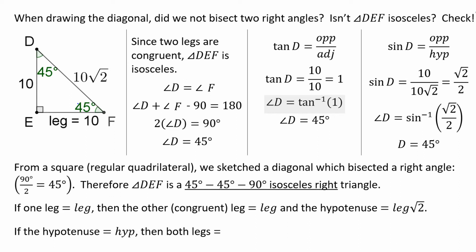Also, what's useful for us going forward will be to understand that if the hypotenuse happens to be some value, then both of the legs are that value times radical 2 divided by 2. Therefore, if we were to say, what if the hypotenuse was 12? Then 12 over 2 is 6. Each leg would be 6 radical 2. If our hypotenuse was 7, then our legs would be 7 radical 2 divided by 2.